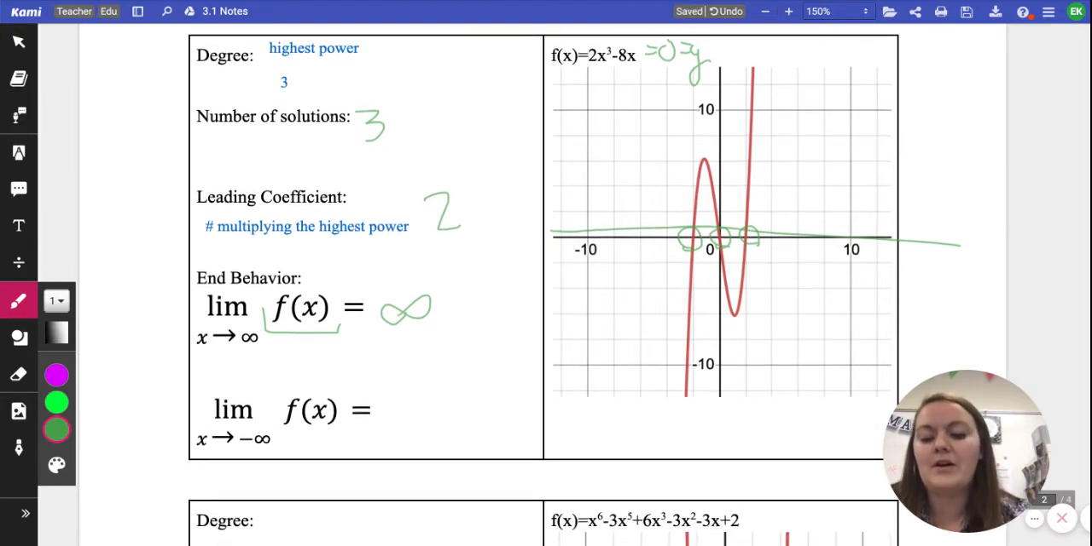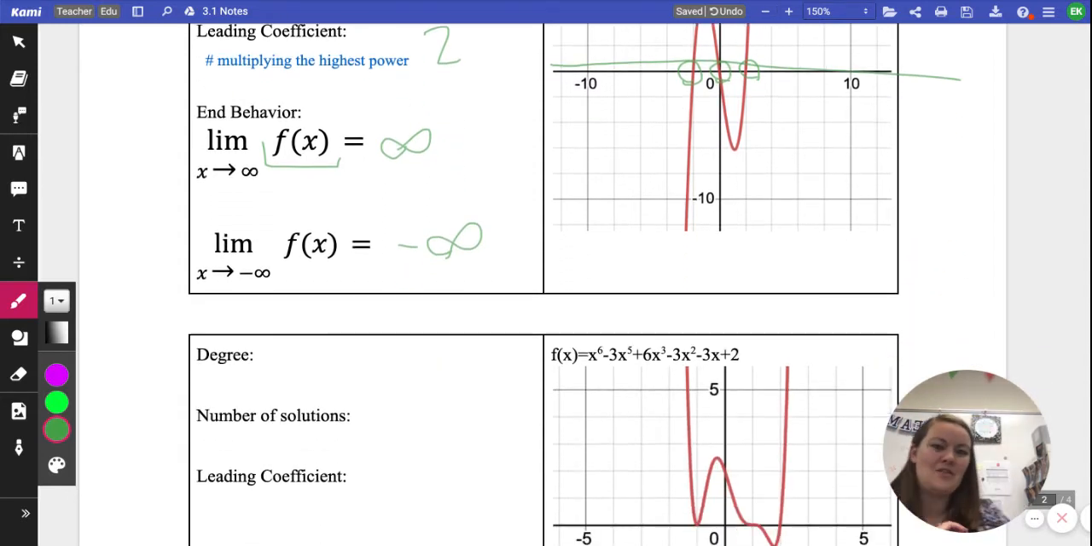Let's look over here at this graph. The limit as x approaches negative infinity. So as I'm plugging in small numbers in the x's, what's happening to the y? Okay, we can see it's going down. It goes to negative infinity. Let's try again on this next one.